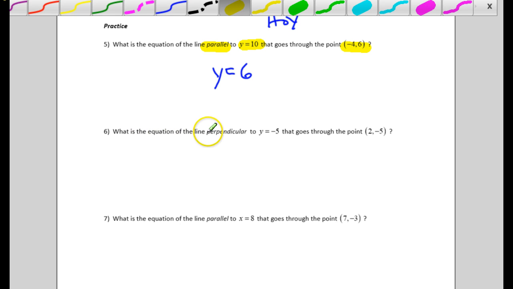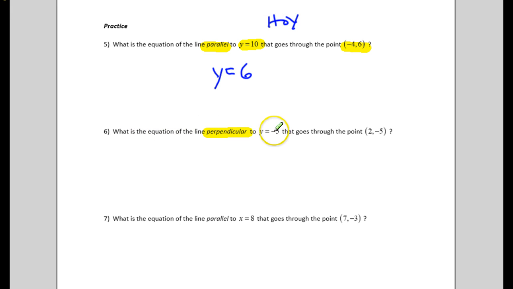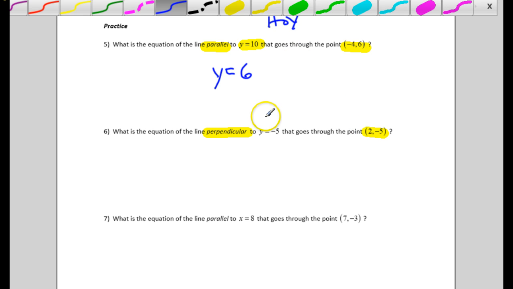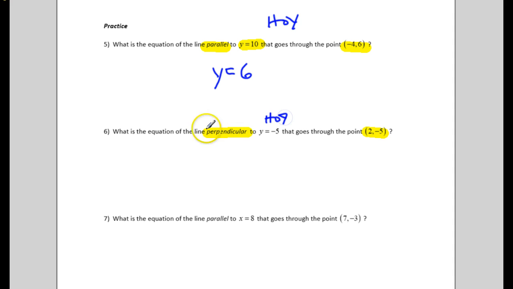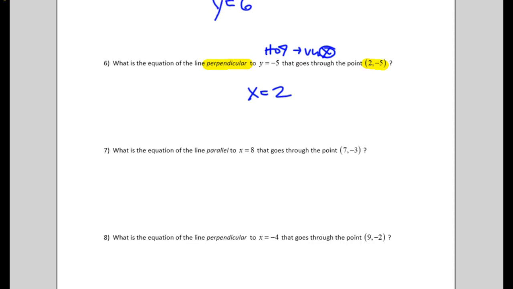6. What's the equation of the line perpendicular to y equals -5 and goes to this point? So remember, this is a hoi line right now. Perpendicular would go the other way. So instead of hoi, it would turn to a vux, and that means my equation is now x equals. And what does x equal here on the point? 2. Just like that.